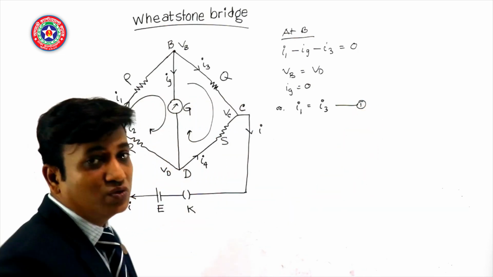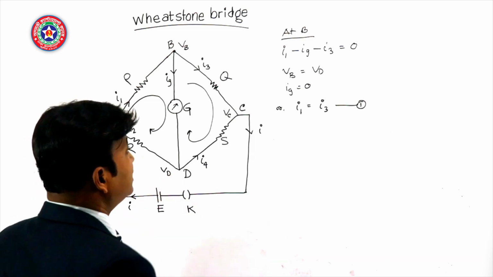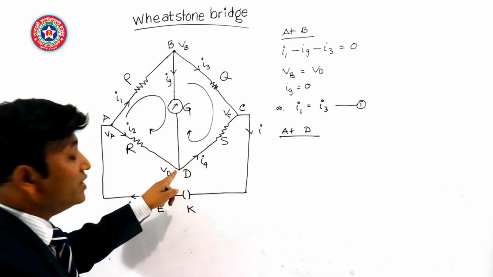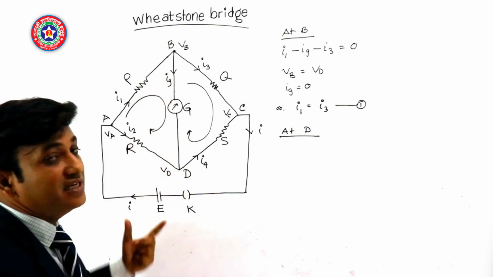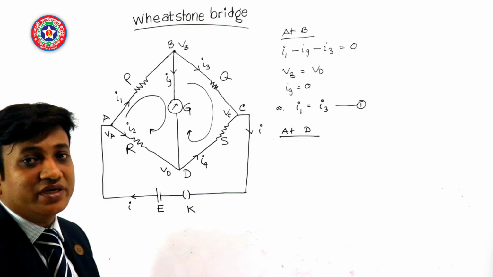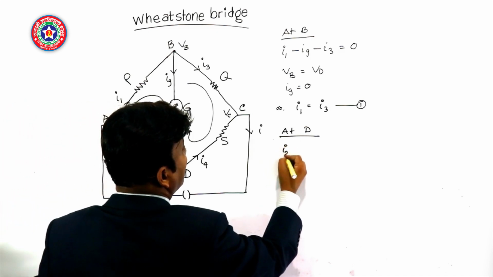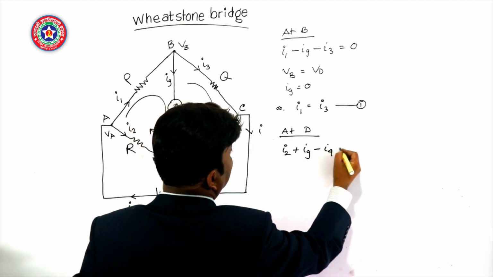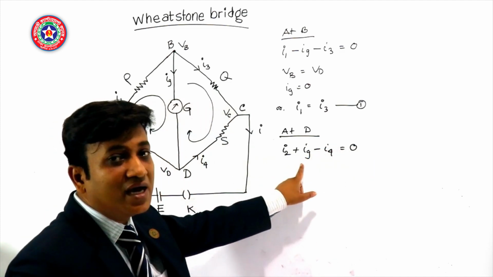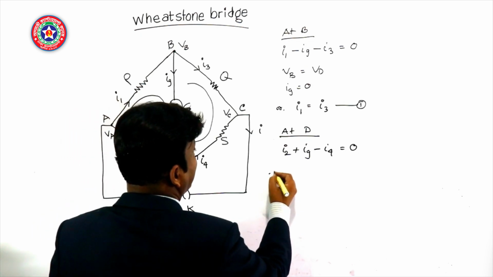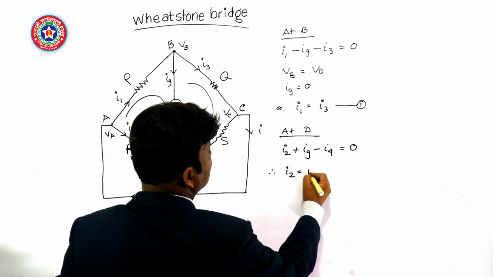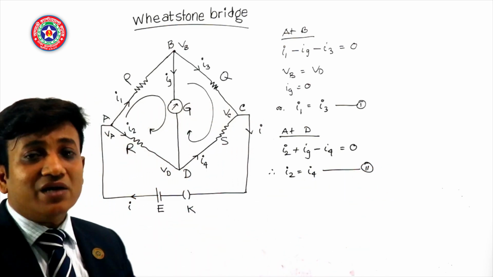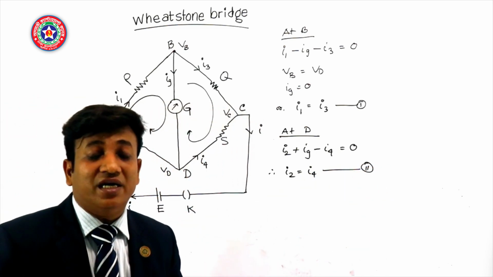Again, if we use Kirchhoff's junction law at point D, here I2 is an incoming current, IG is an incoming current and I4 is an outgoing current. That's why we can write I2 plus IG minus I4 equals 0. But here IG is 0, therefore we get I2 equals I4. This is equation 2.